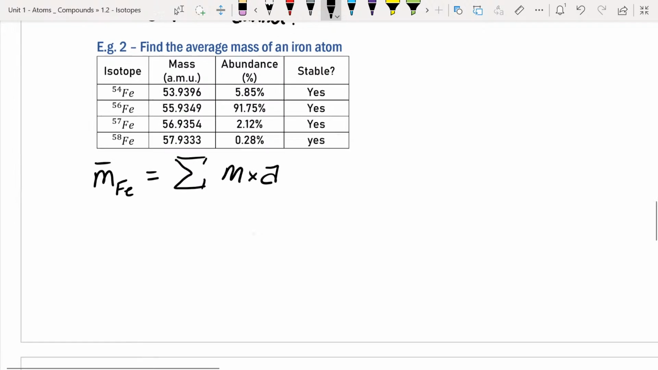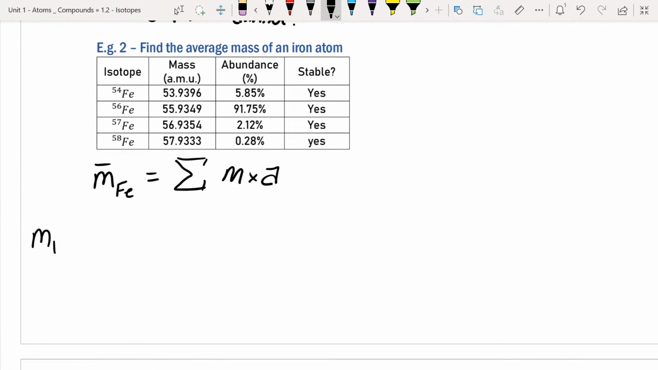All right, so let's do this. I'm going to have to write pretty small. So let's take the first mass and abundance. What's the first mass and abundance? 53.9396. And I've got to multiply it by the abundance. How do I write 5.85% as a decimal? 0.0585. Beautiful. And if I didn't know that, what could I have done with this number? Just divide it by 100, because that's what percent means.